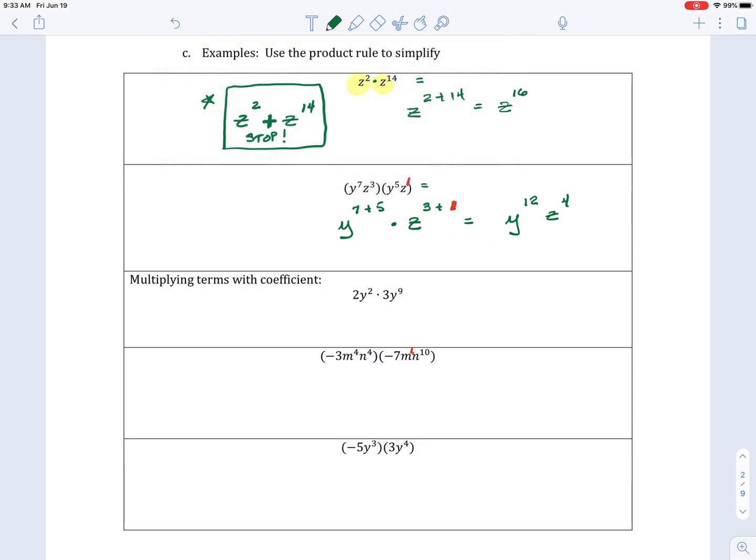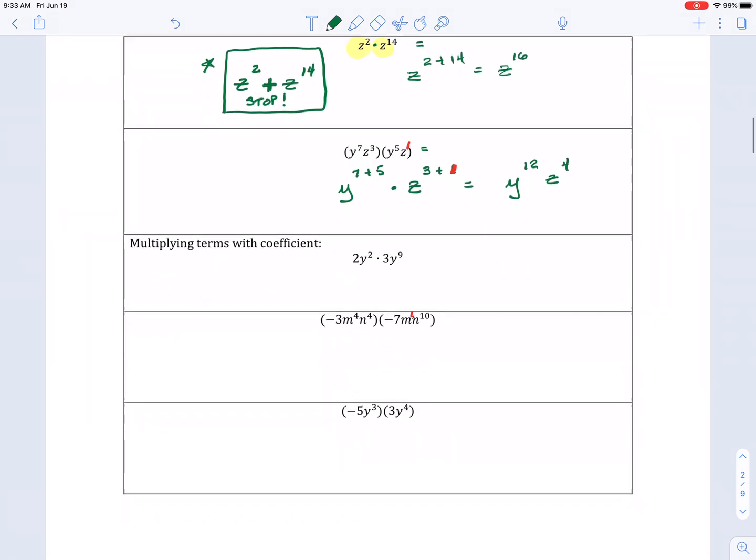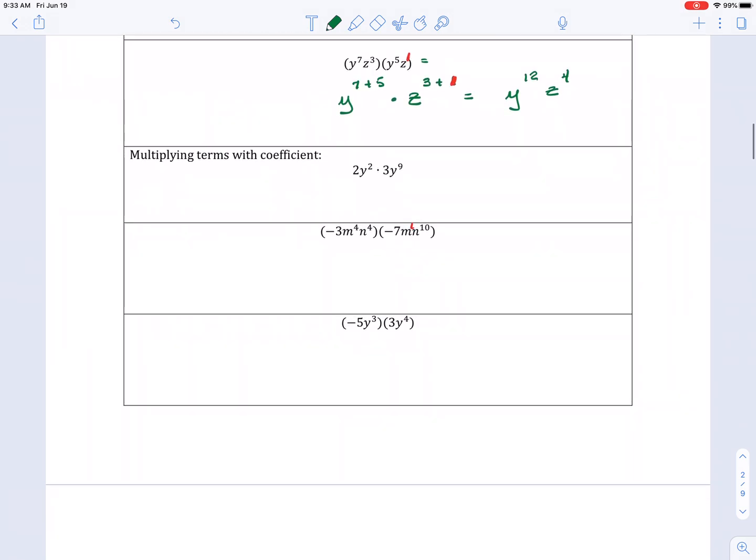All right, so those were just variables. Let's work a couple that actually have numbers in them. So here you're going to start by multiplying the numbers. 2 times 3, you're going to just get a 6 out of that. Then I have a matching base y, one raised to a power 2 and the other raised to the power 9. So I'm going to add those up. All right, so the numbers 2 times 3, I multiply to get 6. The base y, I add the exponents to get 11.